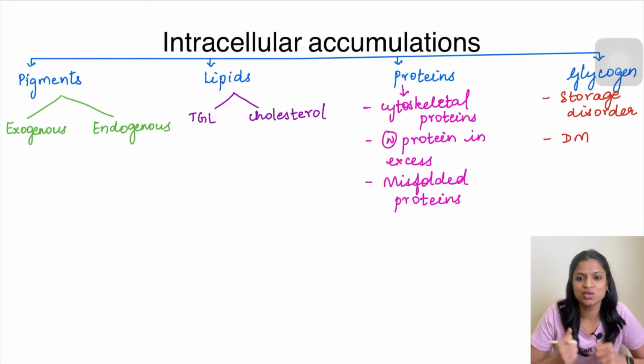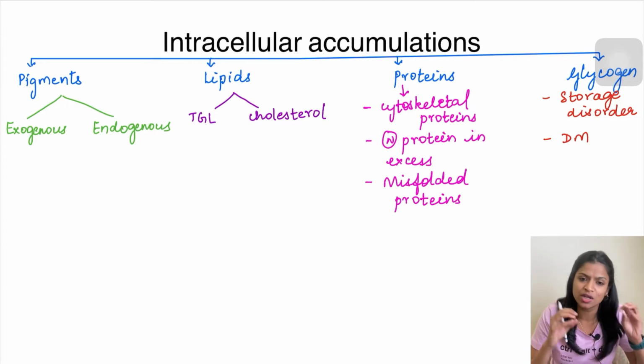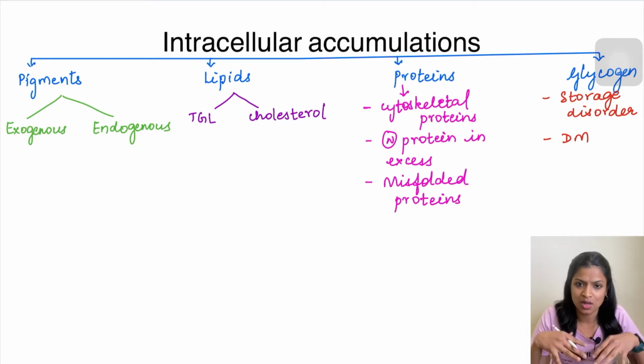So what is intracellular accumulation? As the name suggests, it means that there is something accumulating inside the cell. So when will something get accumulated? Either when there is an increased production of something or when there is decreased removal of the same thing, right? Or another thing would be when there is a defect in the transport of this substance.